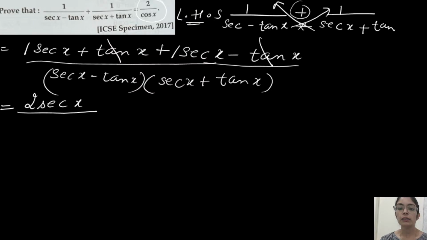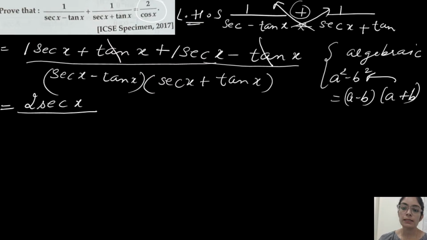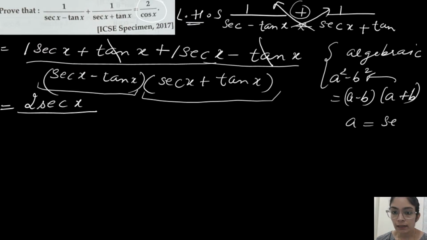See, this is (a minus b) into (a plus b), like I have told you from those 5 rules only. So here we will use an algebraic identity in the denominator. What is the identity? The identity is a square minus b square, because we have got this form, a minus b into a plus b, which is a square minus b square. Here you can see two brackets, a minus b into a plus b, where a is secant x and b is tan x.